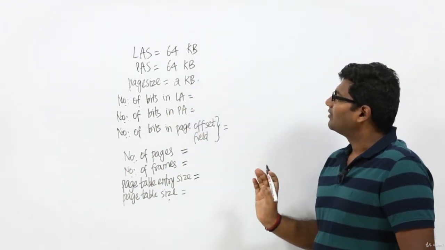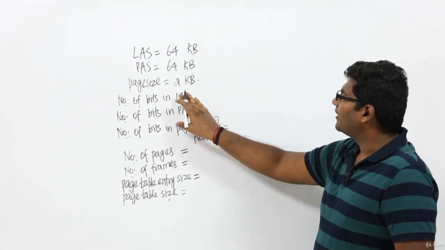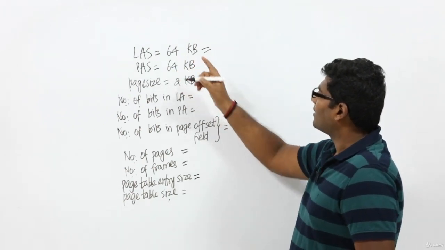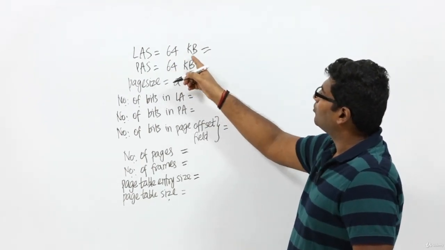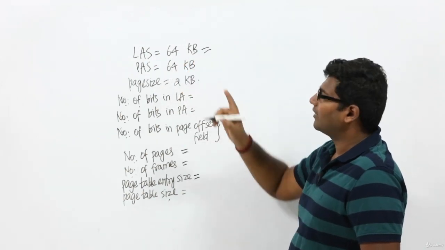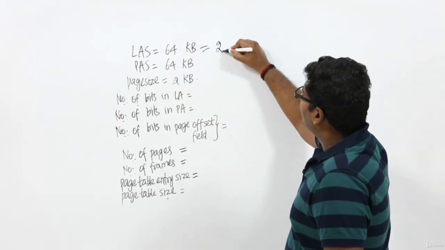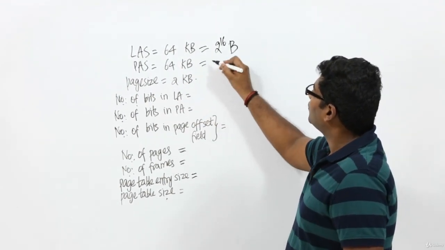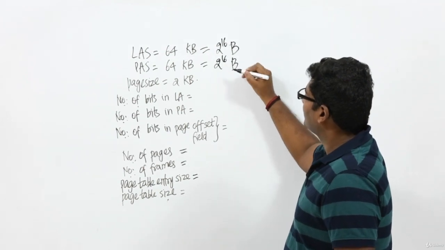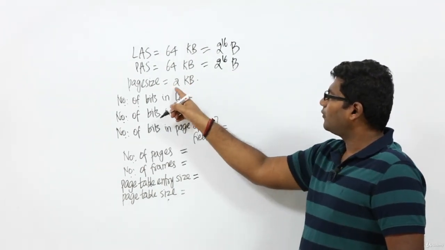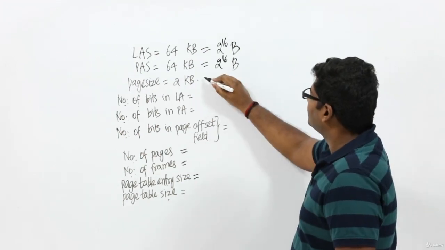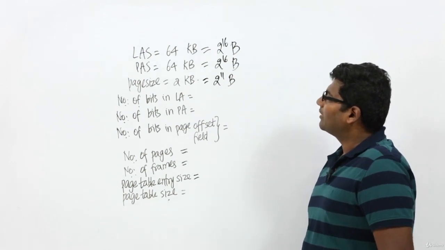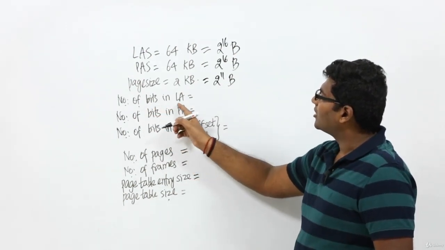Now before doing this, first let's convert these values in terms of powers of 2. For example, this is 64 KB, right? 64 is 2 power 6, and this is 2 power 10 bytes. So 2 power 6 into 2 power 10 is 2 power 16. It is nothing but 2 power 16 bytes. Similarly, this is also 2 power 16 bytes. And this is nothing but 2 power 10 into 2, which is 2 power 11 bytes.